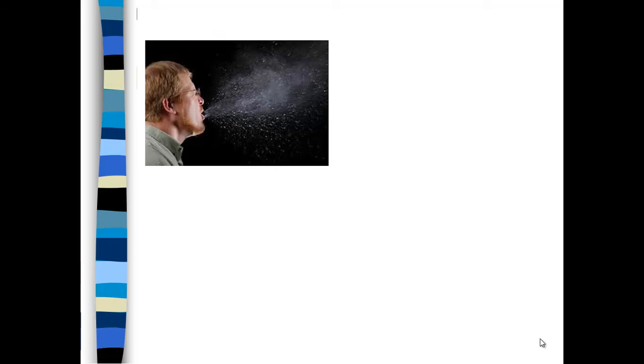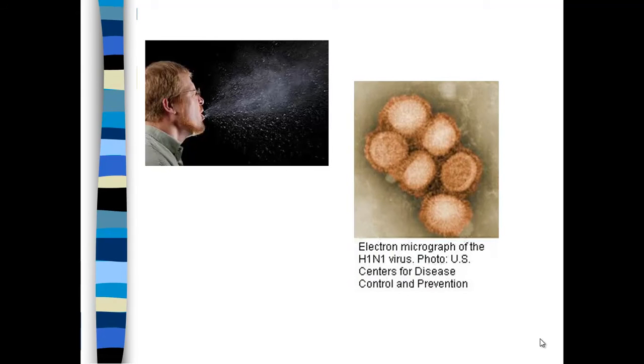Okay, and here's a typical sneeze. You can see if you take a time-lapse photograph of a sneeze, it's actually quite dramatic, and you're getting a lot of droplet spread. Those droplets will get onto surfaces. Bacteria and viruses will live for a short amount of time on those surfaces, and that can cause spread of disease. Here's the H1N1 virus. That's a type of influenza, swine flu. There was a swine flu scare in 2008 and 2009, where several people in the United States got the swine flu, and this could be transmitted orally.